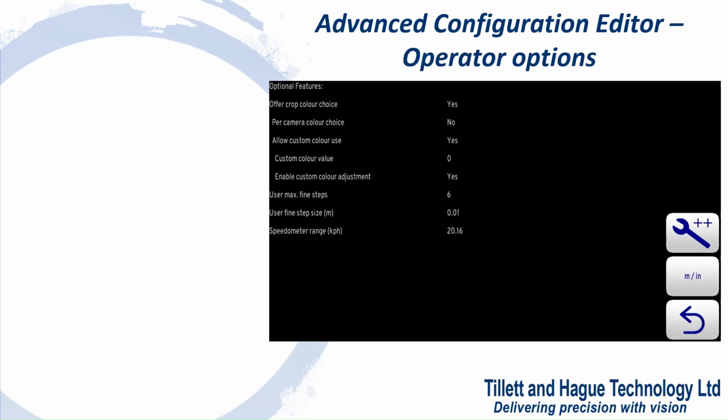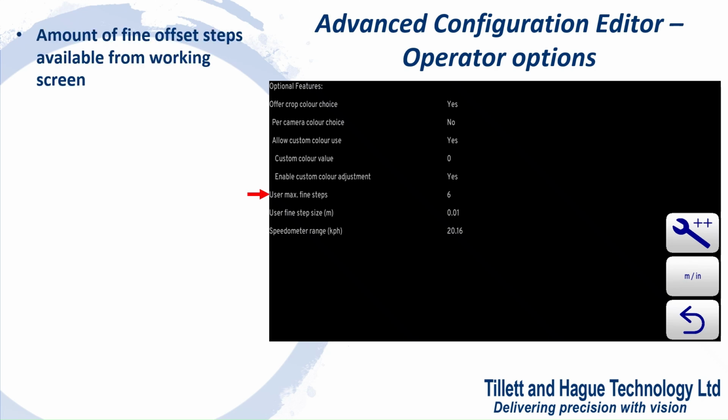There are 3 operator-related options available from the Optional Features section of the Advanced Configuration Editor. The number of fine offset steps available from the working screen can be adjusted here. Typically, this is set to 6 steps of offset to the left and 6 steps of offset to the right. It is sometimes advantageous to have more than this amount, in particular for use in severe side slopes, where 6 steps of offset is not adequate. 10 steps is often sufficient in these cases.